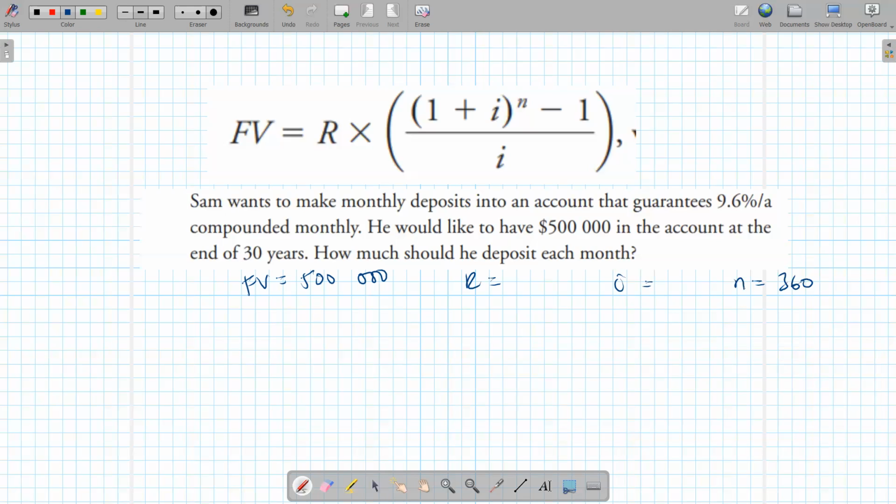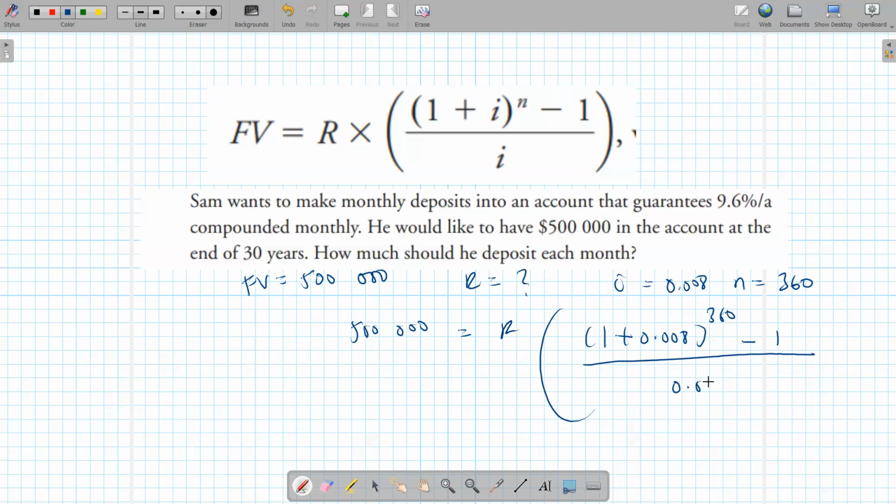Is it 0.08 or 0.008? So 0.096 divided by 12 is 0.008, okay? And our setup is going to be 500,000 is equal to R, which is missing, all over, 1 plus 0.008 to the power 360 minus 1, all over i, 0.008.